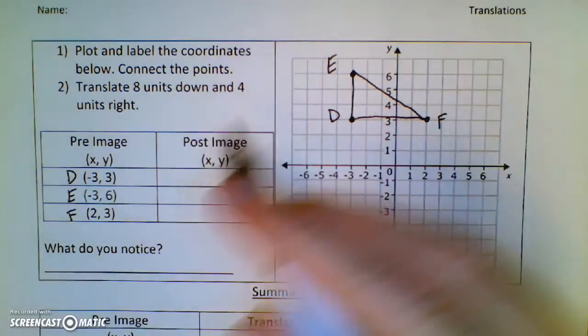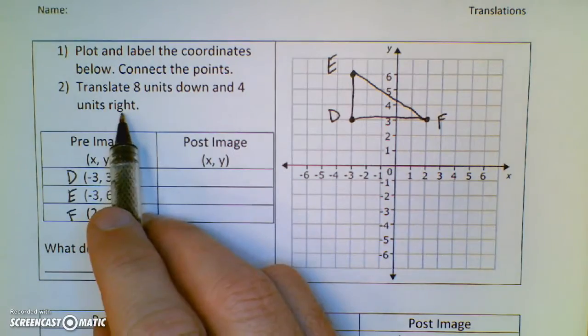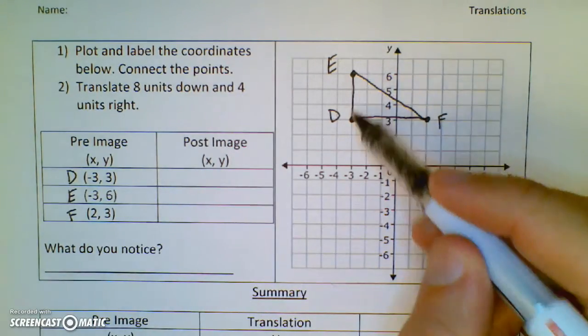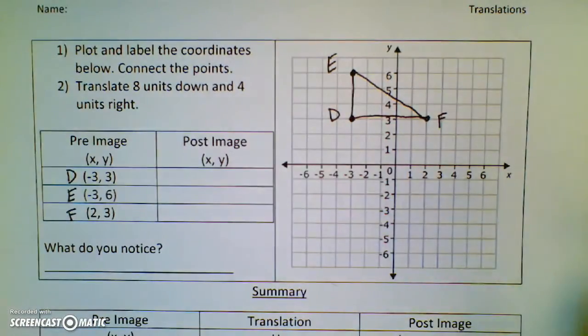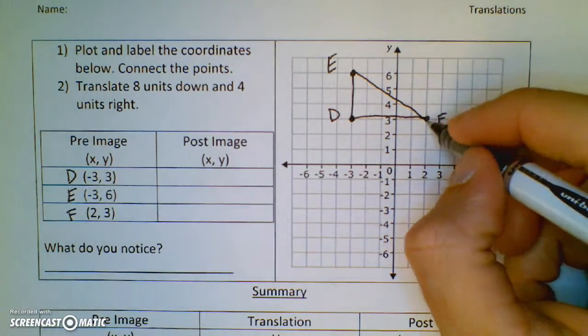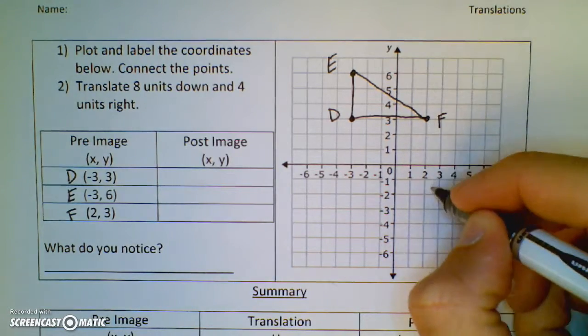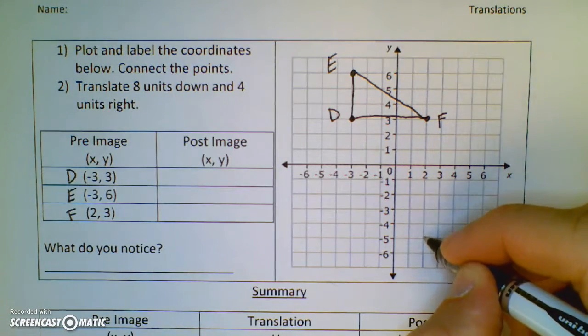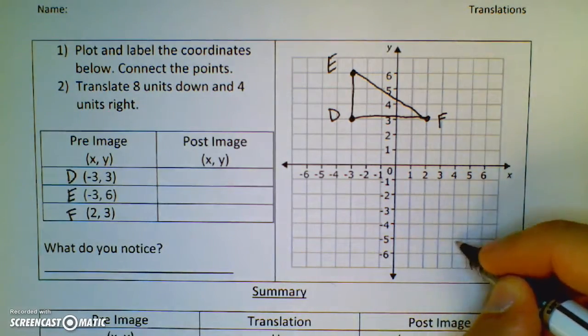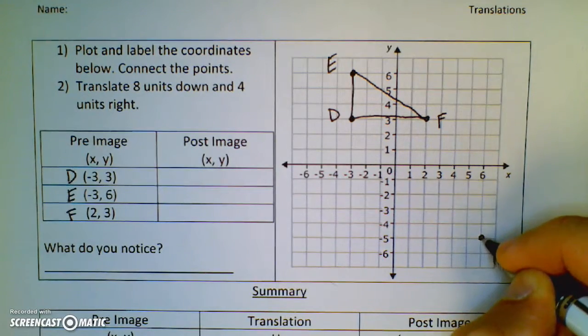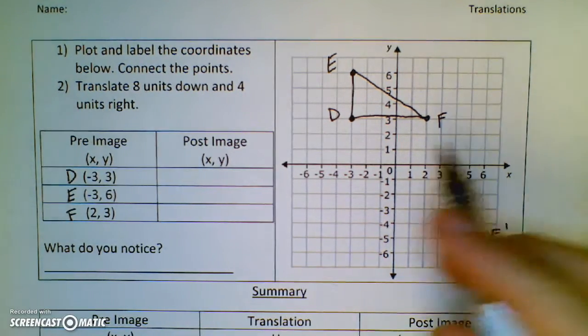So now I'm going to translate it 8 units down and 4 units to the right. So I'm going to do the same thing. Starting from each coordinate, I'm going to do the translations as it indicates. Starting at F, I'm going to go down 8 units. 1, 2, 3, 4, 5, 6, 7, 8, and 4 units to the right. 1, 2, 3, 4. That's F prime.